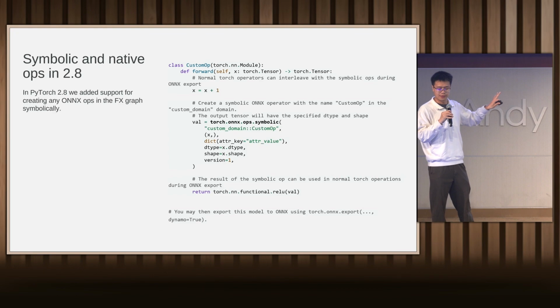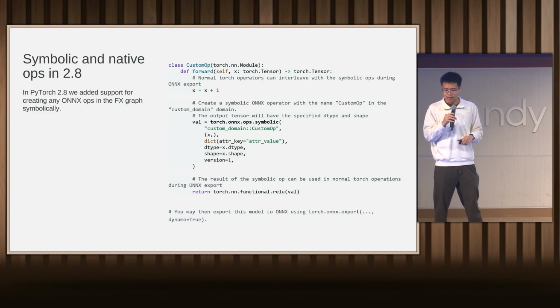Now, this is the exciting bit. We have the symbolic and native ops support in 2.8. That's what I was alluding to with the rotary embedding operator. With torch.onnx.ops.symbolic, you can embed any ONNX operator as a symbolic operator inside your FX graph. And if you're not familiar with FX and exported program, FX is the PyTorch IR that is used inside an exported program to describe the PyTorch model.